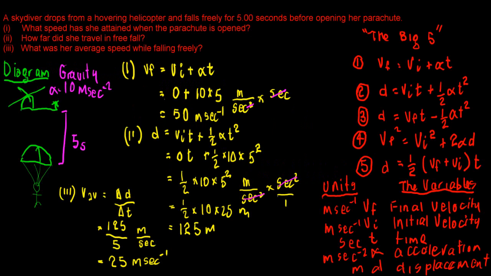A skydiver drops from a hovering helicopter and falls freely for 5 seconds before opening her parachute. What speed has she attained when the parachute is opened?